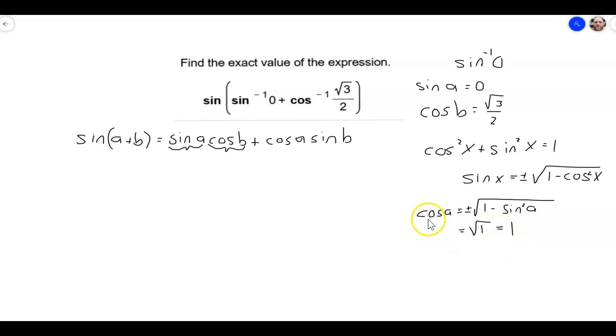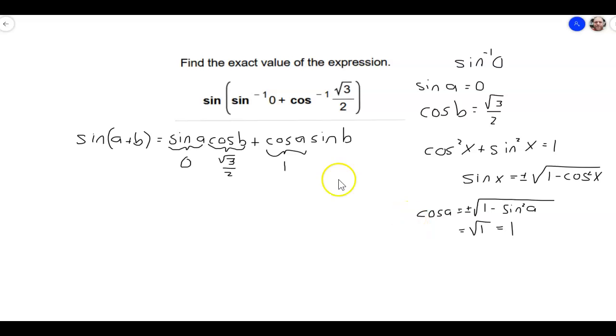So the sine of A is 0 and the cosine of B is square root of 3 over 2. Let's put that in. I just figured out that the cosine of A is equal to 1, using this Pythagorean identity, knowing what the sine of A was, squaring it and putting it in here. So the cosine of A is equal to 1.